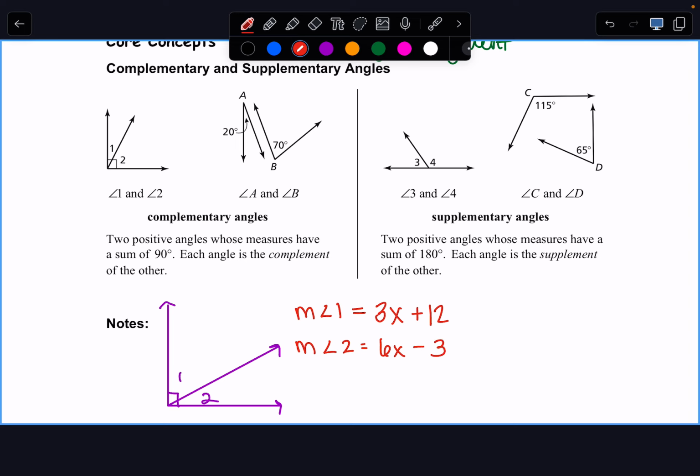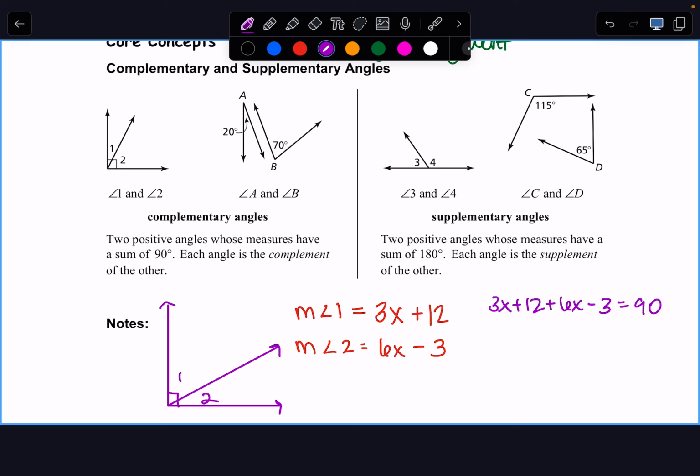Okay, now let's talk about it. What do we do? Hayden? You put 3x plus 12 plus 6x minus 3, and you set it equal to 90 degrees. See, right? Okay.